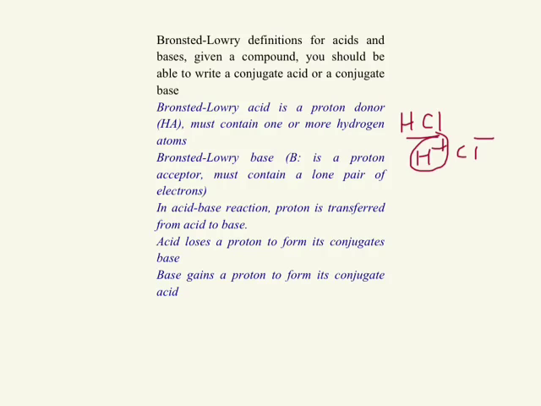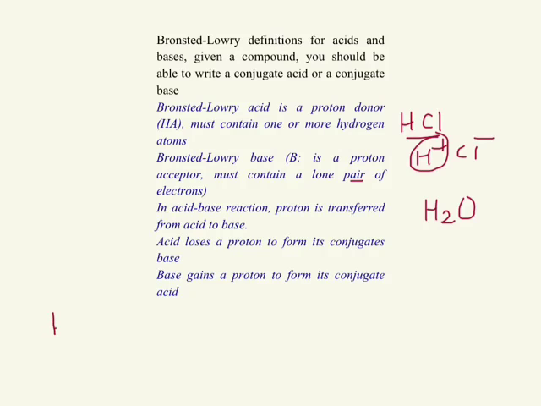Bronsted-Lowry base is a proton acceptor. So if it's accepting the proton, that means it must have a lone pair of electrons or extra electrons to accept the proton. For example, water can act as a base because oxygen has lone pair of electrons, and those lone pair of electrons can be used to attract H plus. So let's look at a few examples, and that will help.